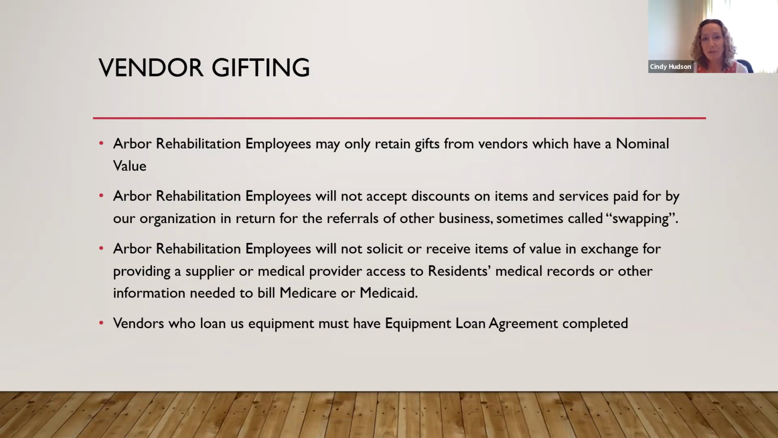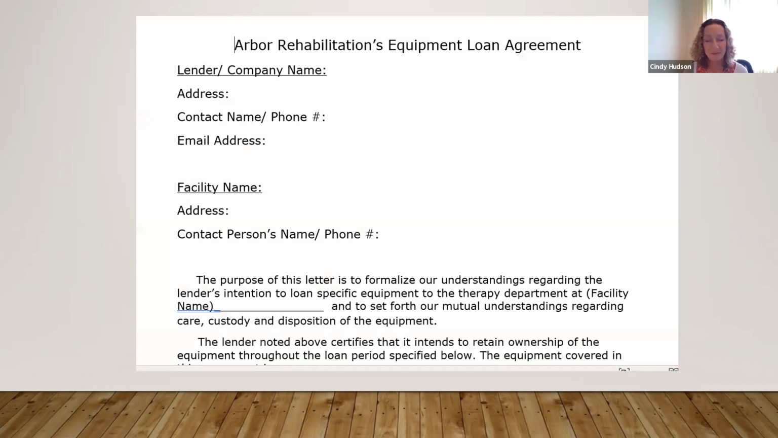And again, no more than what they absolutely need to have. So moving along, vendors who loan us equipment must have an equipment loan agreement signed as well. And this is a little bit of a new wrinkle for us. We want to be absolutely transparent that we are not accepting gifts. So when the vendor loans us a power wheelchair to trial with somebody, this is when we would want to get this form filled out.